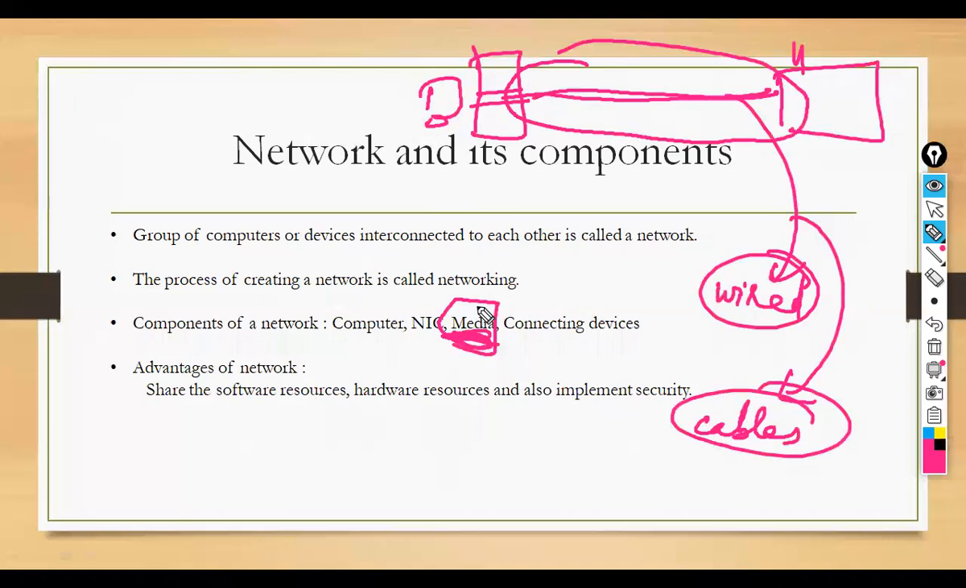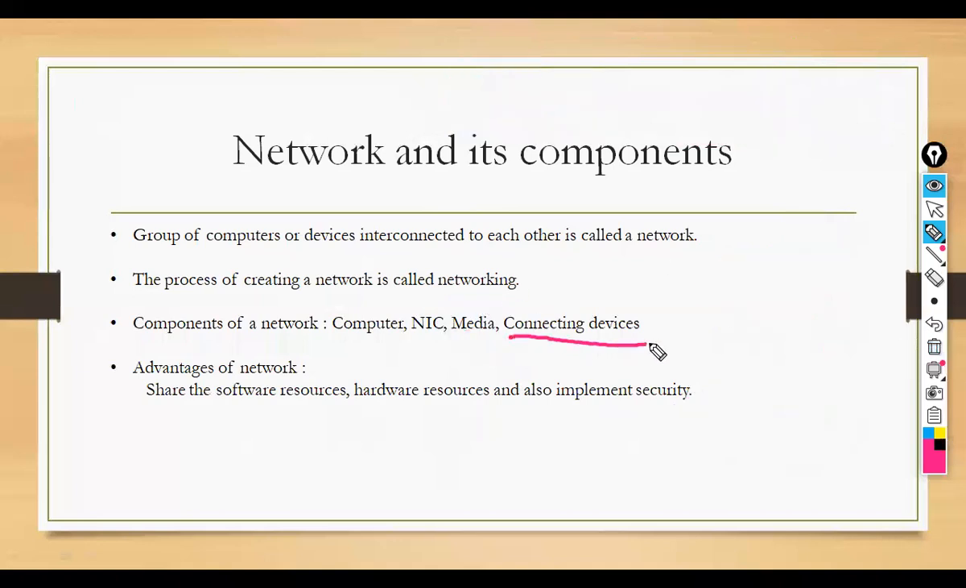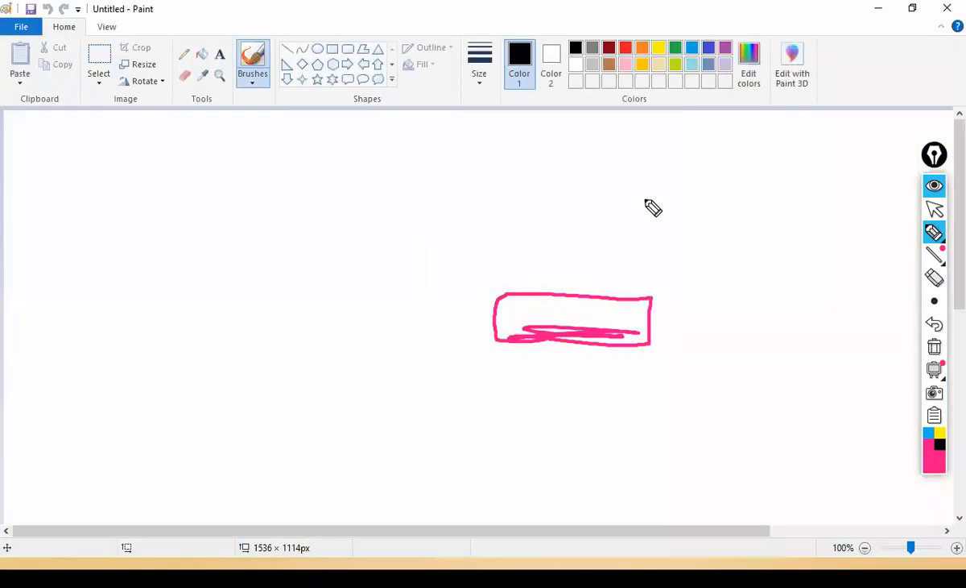Getting it? Okay. Now, the fourth one is the connecting device. Connecting device. So now, let me take paint and let me just draw a figure.